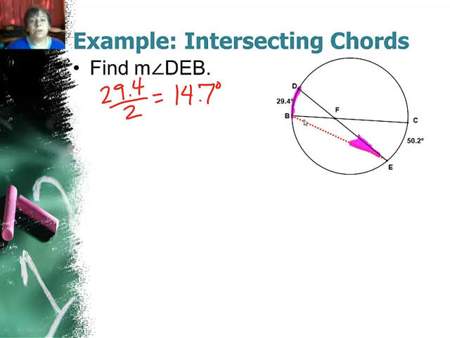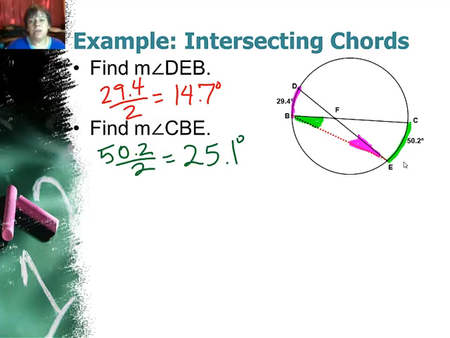Now, I'm also going to go ahead and find angle CBE, which is this angle right here. And you can see I have the arc opposite there, 50.2 degrees. So it'll be half of that, which is 25.1.